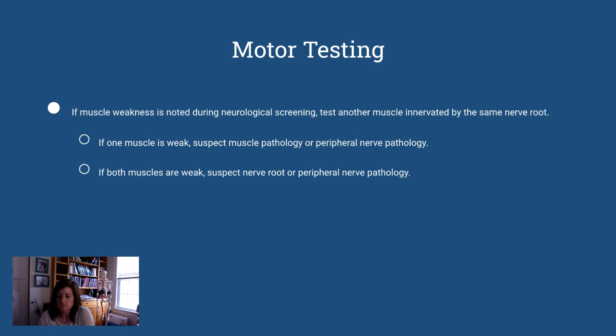at that level. It is important to note that for each nerve root level, you can have multiple muscles that are innervated by that nerve root. So if one muscle doesn't test well, or if it's weak, then you can test another muscle within that same myotome, okay? And also means that there's a couple different ways to do it.